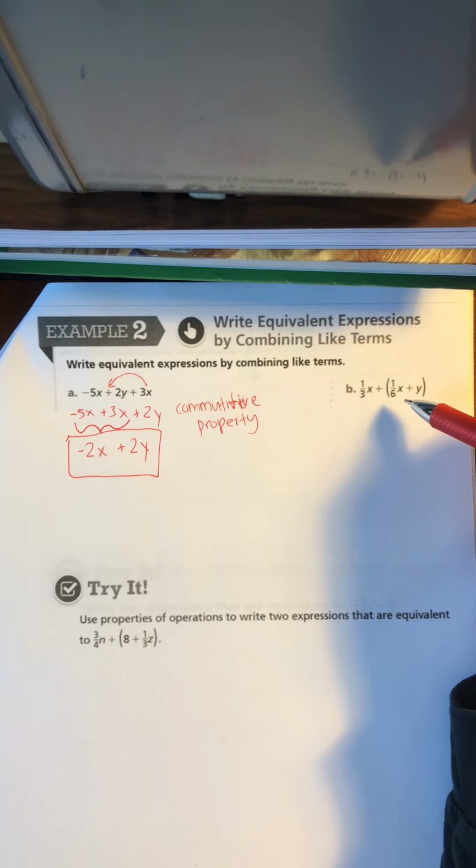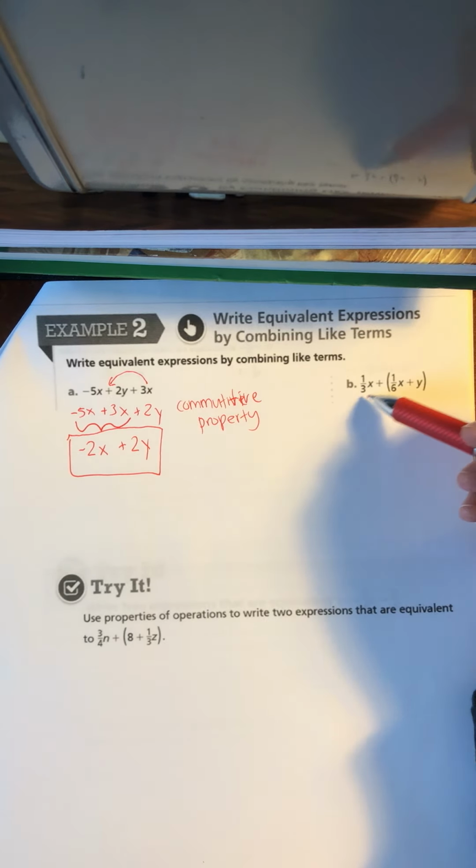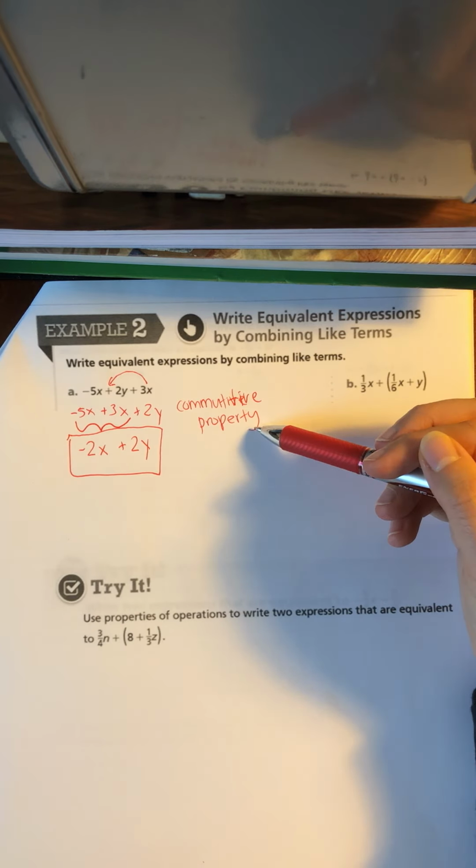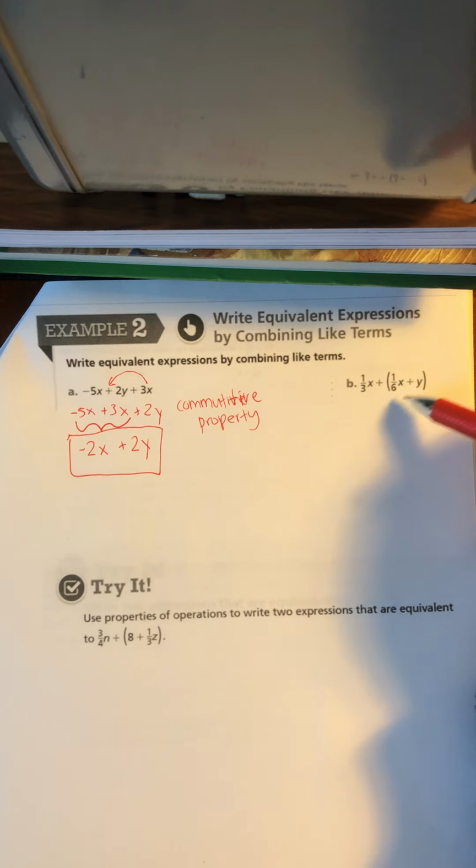Now let's go to this one. For this, we're going to use something called the associative property. The associative property is really almost the same thing as the commutative property. It's basically just saying, once again, you can regroup things. But the associative property is really used when you have parentheses.